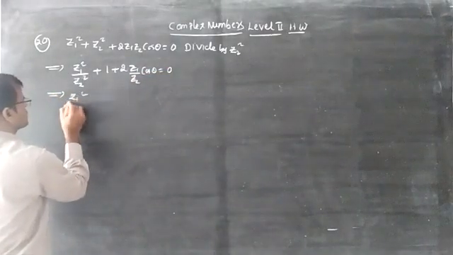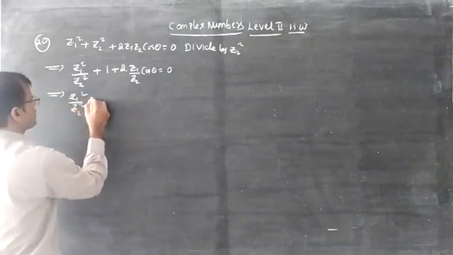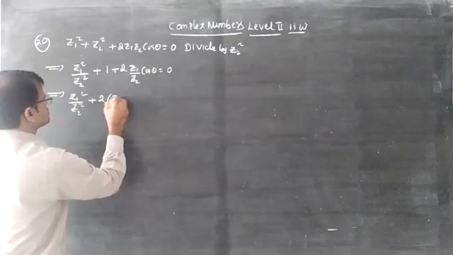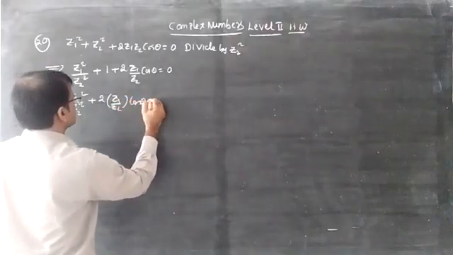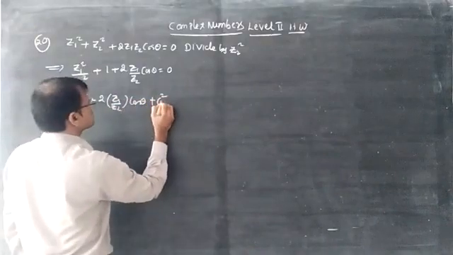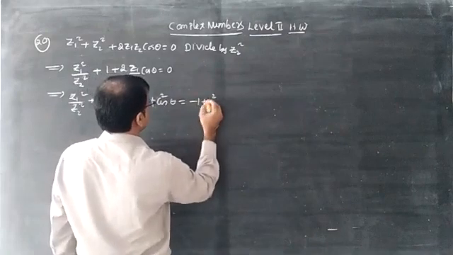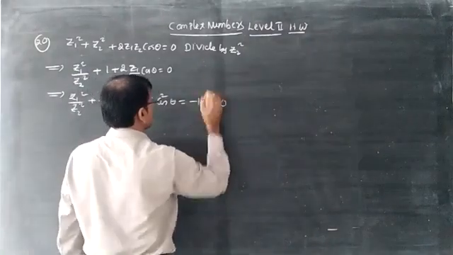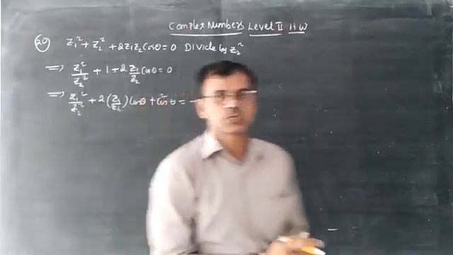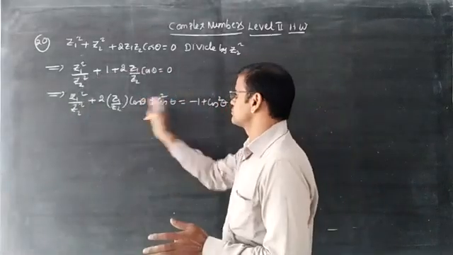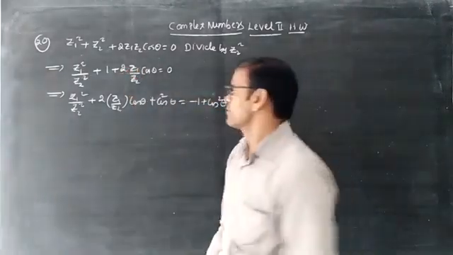That implies, Z1 square by Z2 square plus 2 into Z1 by Z2 cos theta plus cos square theta is equal to minus 1 plus cos square theta. What did you do, sir? Cos square theta added and subtracted, added on both sides after taking 1 to the right side.